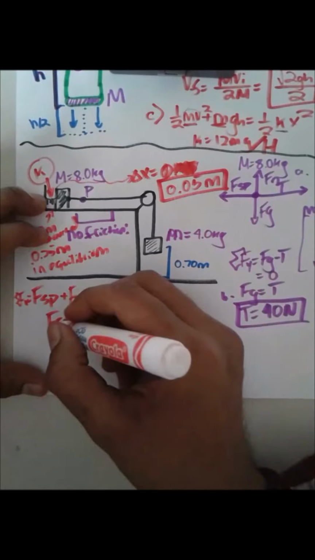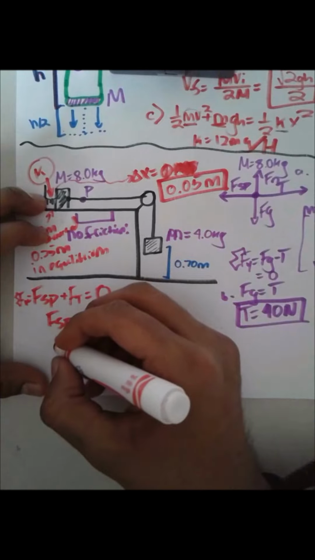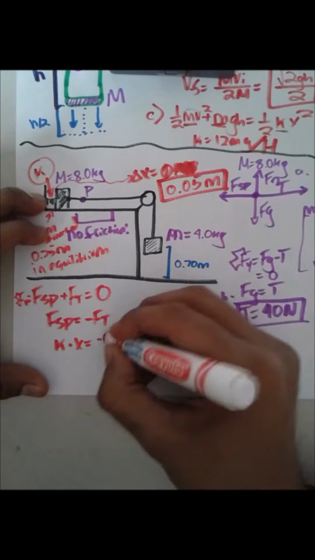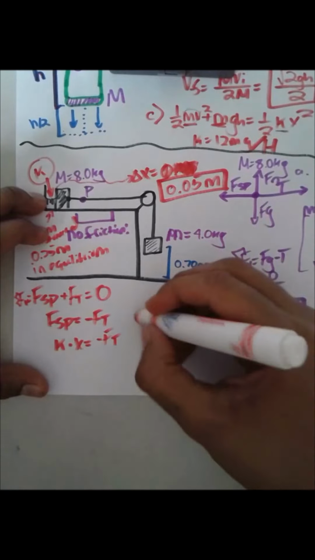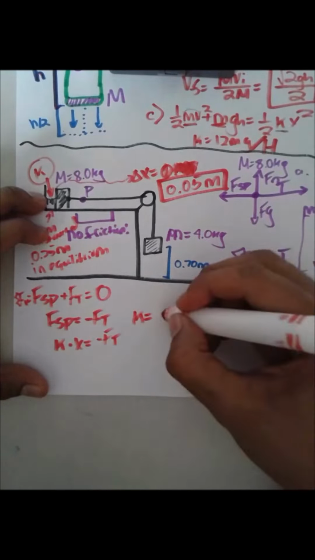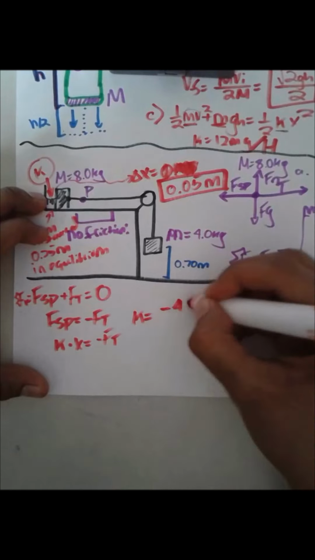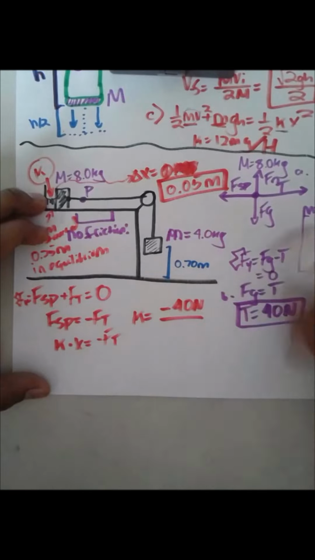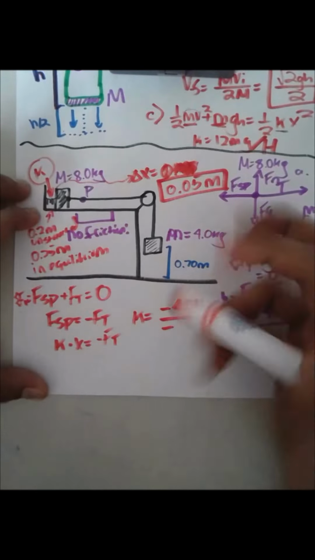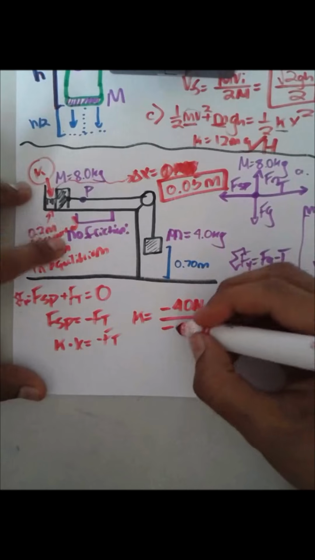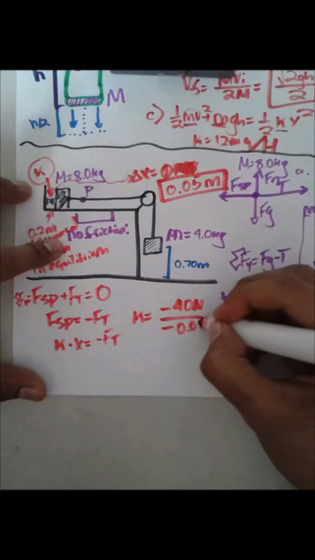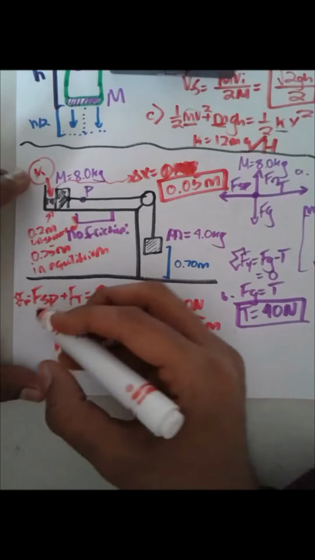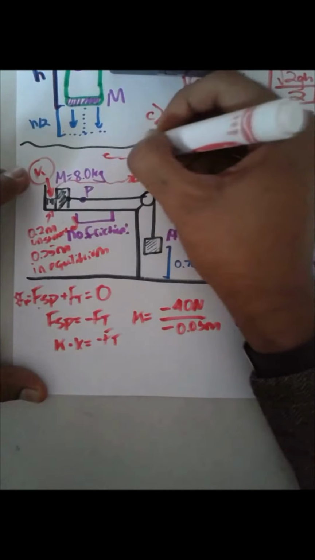F_SP is also equal to k times x, and that's going to be equal to negative force of tension. So then k will be equal to negative 40 newtons over the displacement. In this case, the displacement is going to be negative. I messed up in the directions here, but k will always be positive, the displacement might be negative. So 0.05 meters. I should have made the tension positive and the spring force negative by drawing in the directions, but whatever.